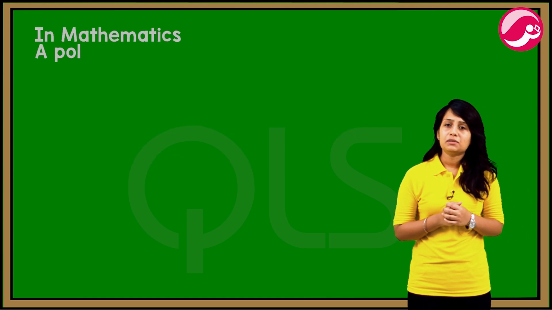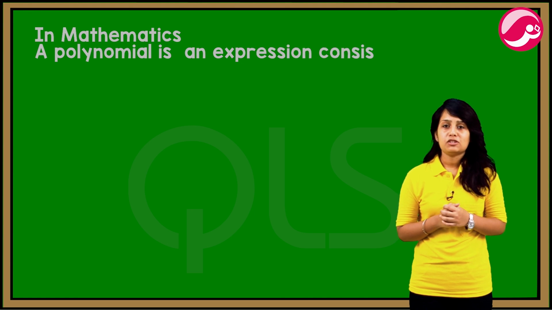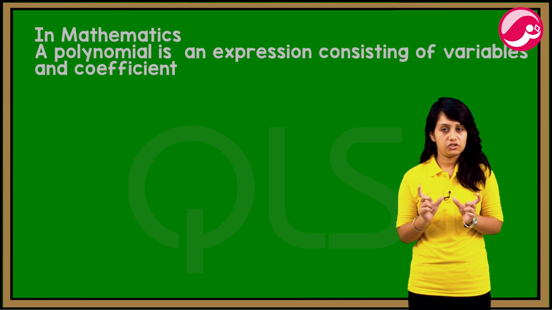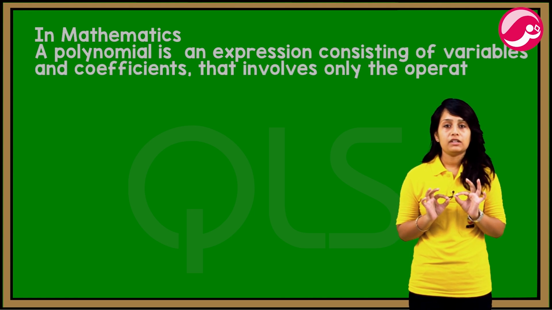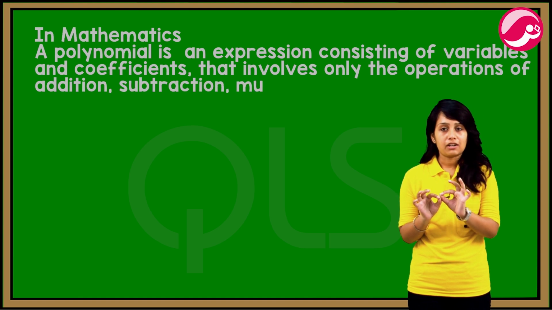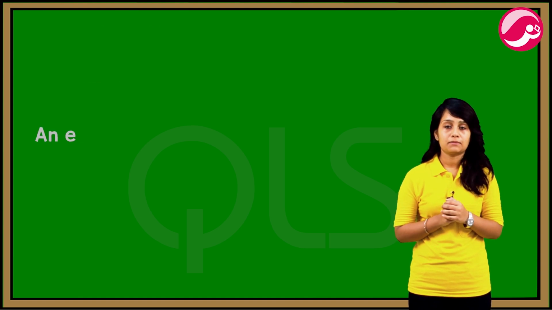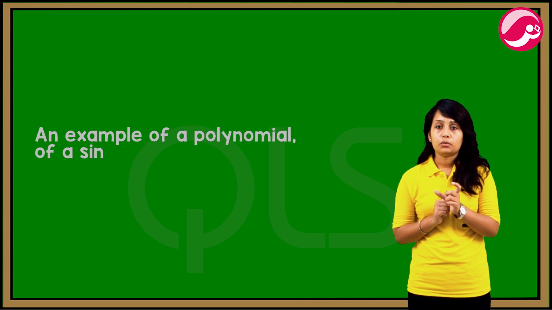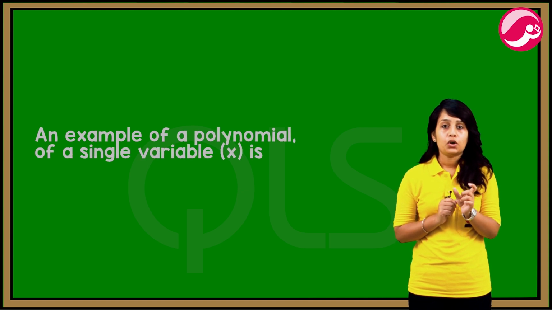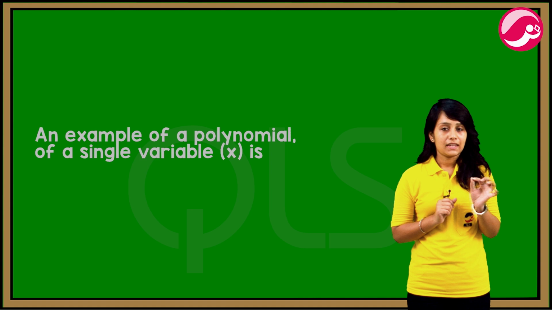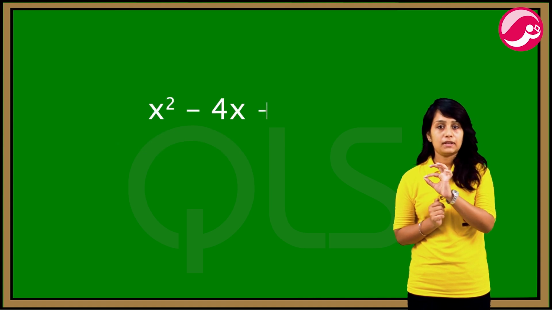So friends, in mathematics, a polynomial is an expression consisting of variables and coefficients that involves only the operations of addition, subtraction, multiplication and non-negative integer exponents of variables. An example of a polynomial of a single variable or indeterminate x is x square minus 4x plus 7.